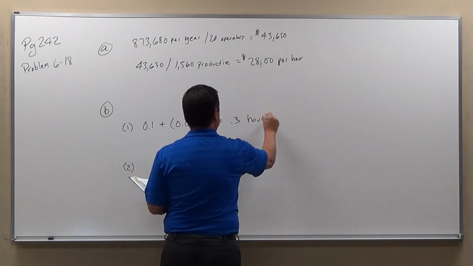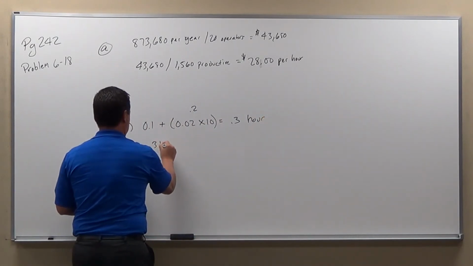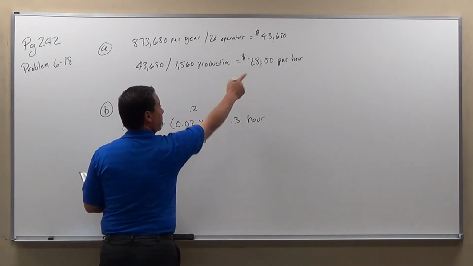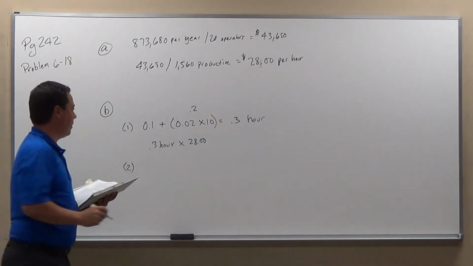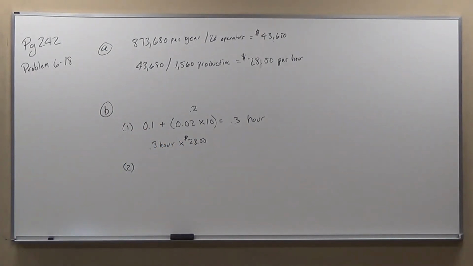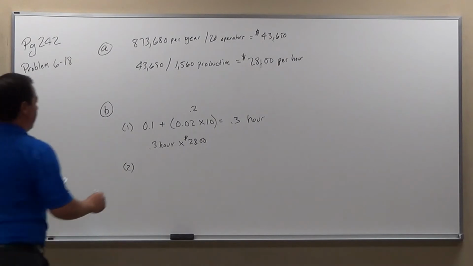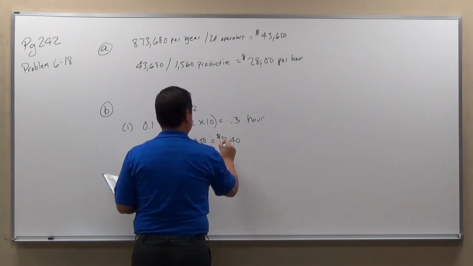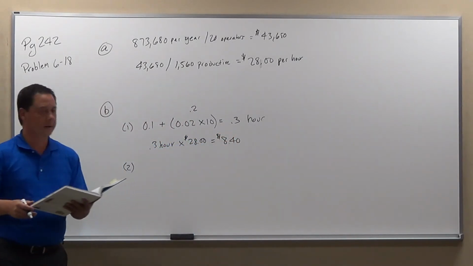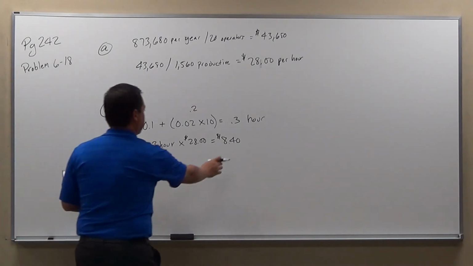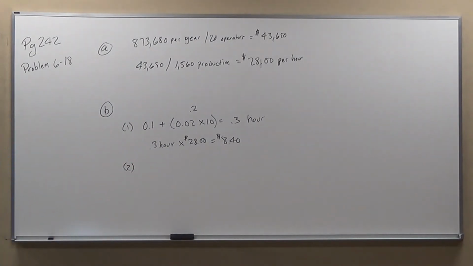All right. So if I have 0.3 hour, I'm going to take that times my $28 per hour that I found in the previous part of the problem. And that will give me my cost for this manual order, which is $8.40. Okay. So I now have figured out the first portion of this part B problem. So it's $8.40. Now let's take a look at the second part of the problem here.